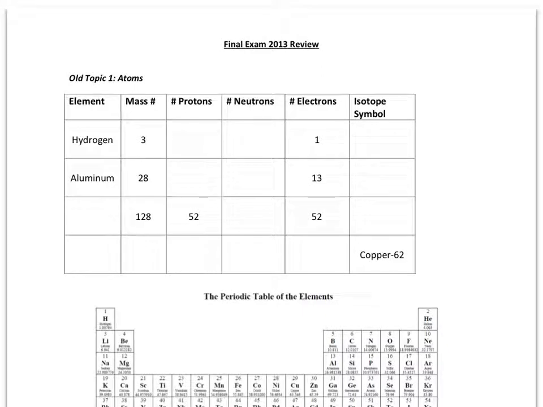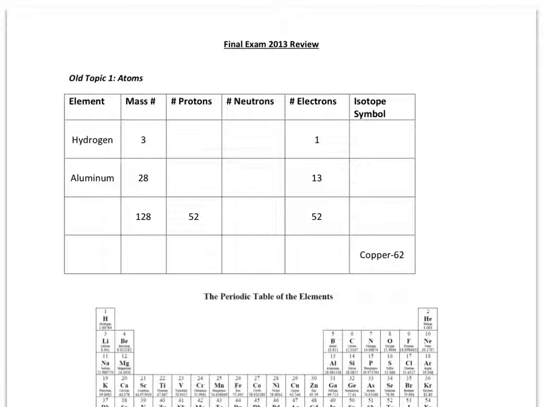Alright, so here's a chunk of your final review that I gave you guys. I took out a couple things and actually edited something. So this last column right here, where it asked you for the ion symbol, that's not going to really be on the test, so don't worry about that one so much. And then for the aluminum, the number of electrons right there should have been 13. I think it said 25 on your sheet.